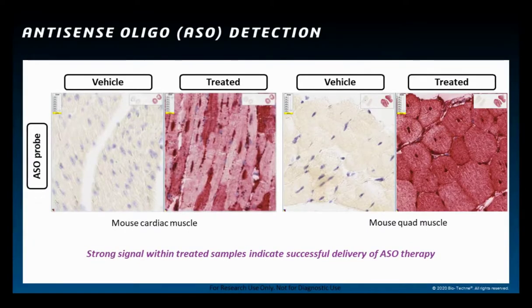To show you an example where a miRNAscope assay specifically detected an ASO target of interest, we're showing here two different tissues, one mouse cardiac muscle and the one on the right, mouse quad muscle. Different animals were administered either a vehicle or saline treatment, or they were administered the ASO of interest here. And this slide shows the specificity of the miRNAscope assay detecting the ASO in the treated animals only, whereas vehicle shows a negligible amount of signal.